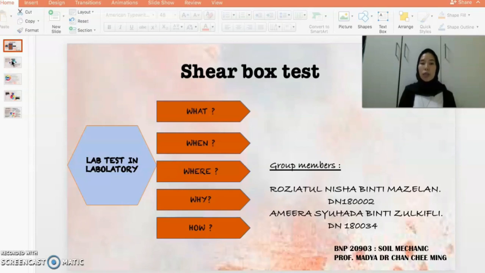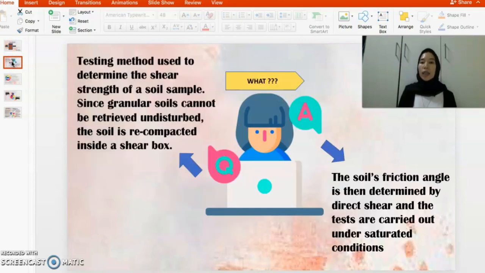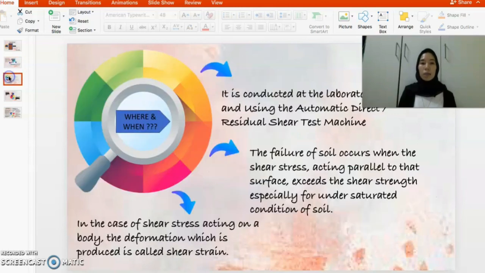Today, I want to present about the Shear Box Test, and I want to explain the what, when, and where of the Shear Box Test. So, what is the Shear Box Test? It is a testing method used to determine the shear strength of the soil sample. Since granular soil cannot be retrieved undisturbed, the soil is recompacted inside a shear box. Second, the soil friction angles are determined by direct shear, and the tests are carried out under saturated condition.